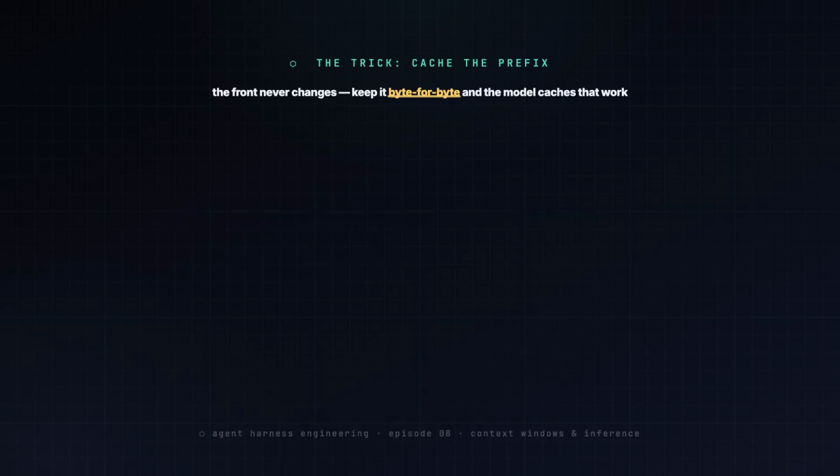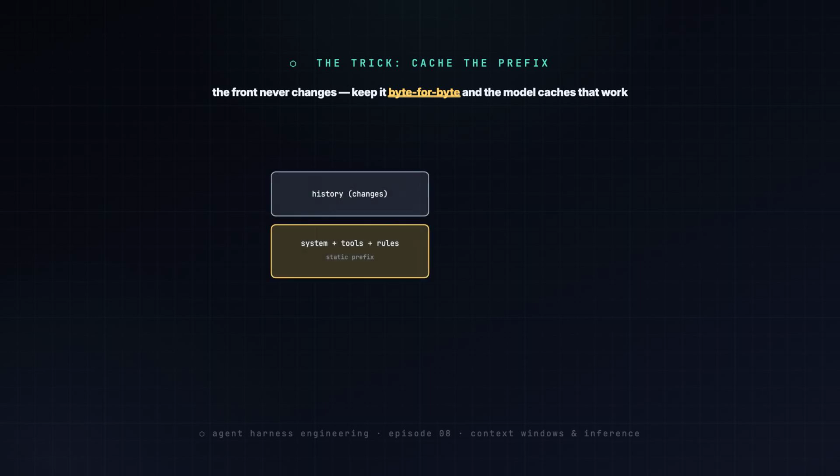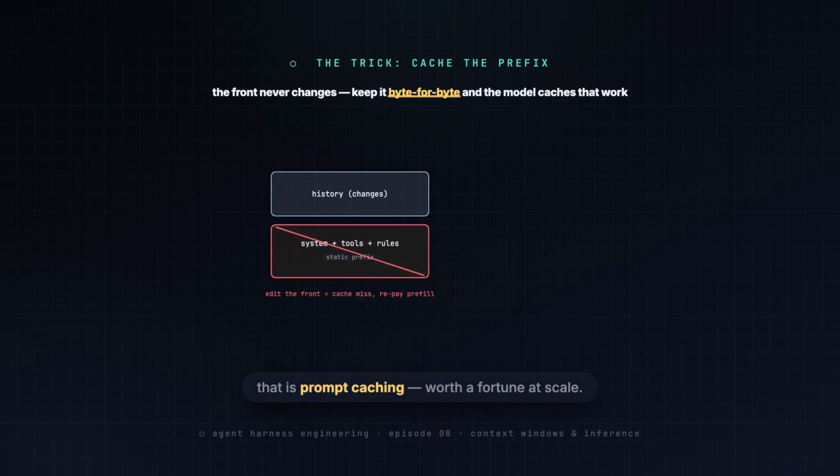Here's the trick that falls out. Most of your prompt's front, the system prompt, the tool definitions, the standing rules, is identical every turn. So if you keep it byte for byte the same and put it first, the model can cache the prefill work for that prefix and skip redoing it. That's prompt caching, and it's worth a fortune at scale.